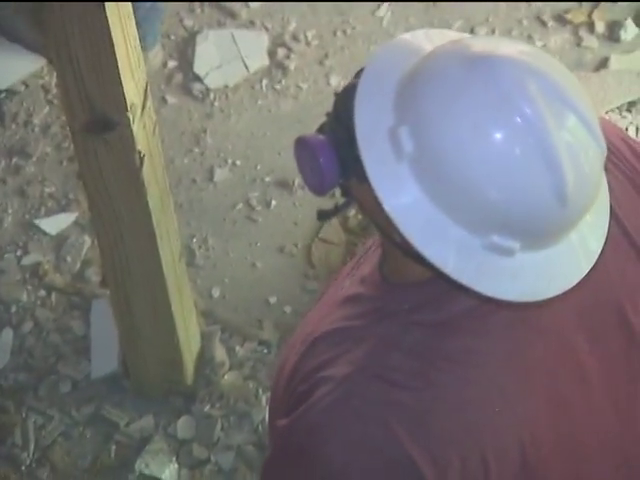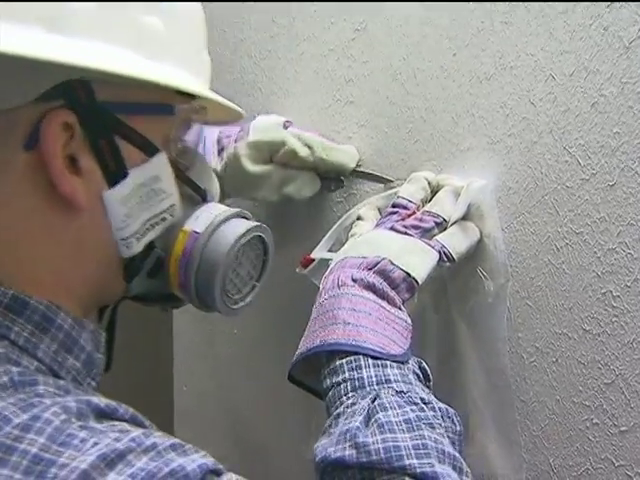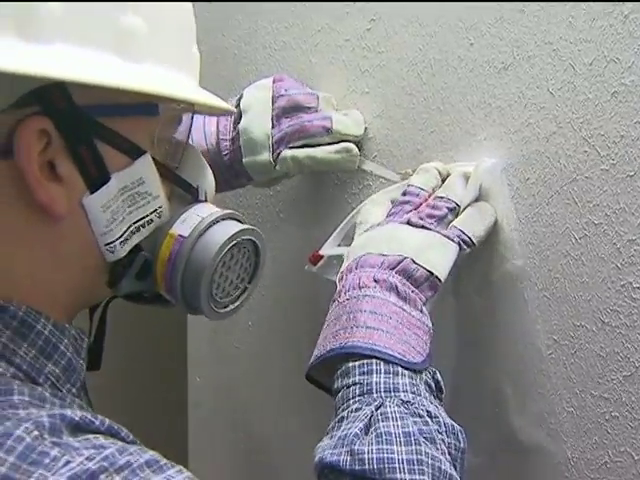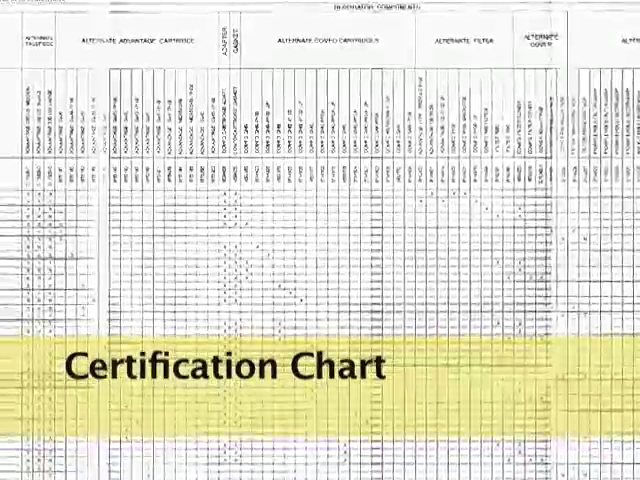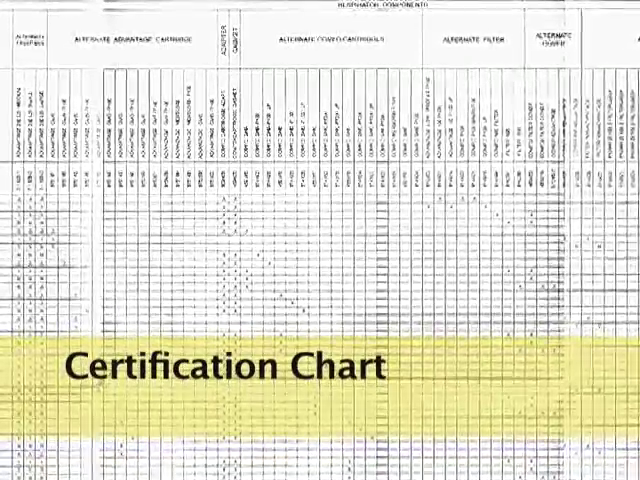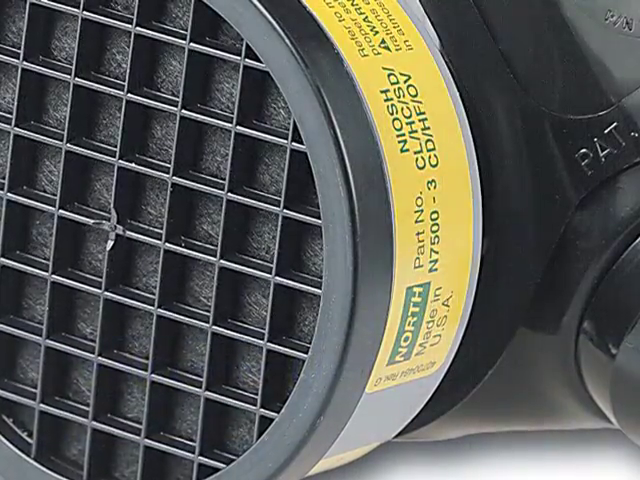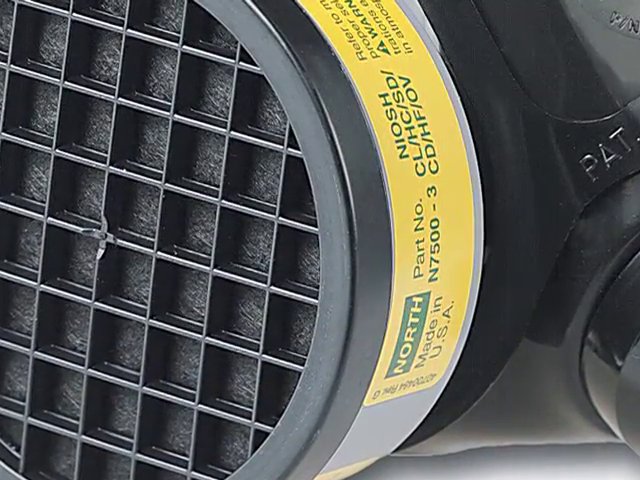Employers must select and provide an appropriate respirator based on the respiratory hazard to which the worker is exposed and workplace and user factors that affect respirator performance and reliability. Respirators must be certified by the National Institute for Occupational Safety and Health, or NIOSH, and used in compliance with the conditions of its certification.